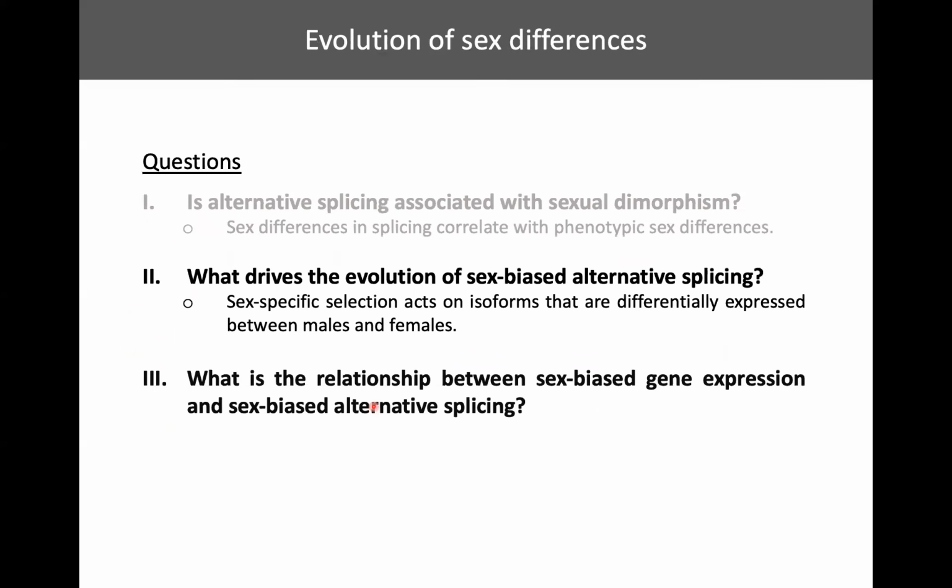So this allows us to answer our second question. Now we'll go on to our third question, which is, what is the relationship between sex-biased gene expression and sex-biased alternative splicing? And we looked at this because it tells us about the transcriptional architecture of sexual dimorphism. So for example, is each mechanism equally as important? Do they work together, or do they play distinct roles?